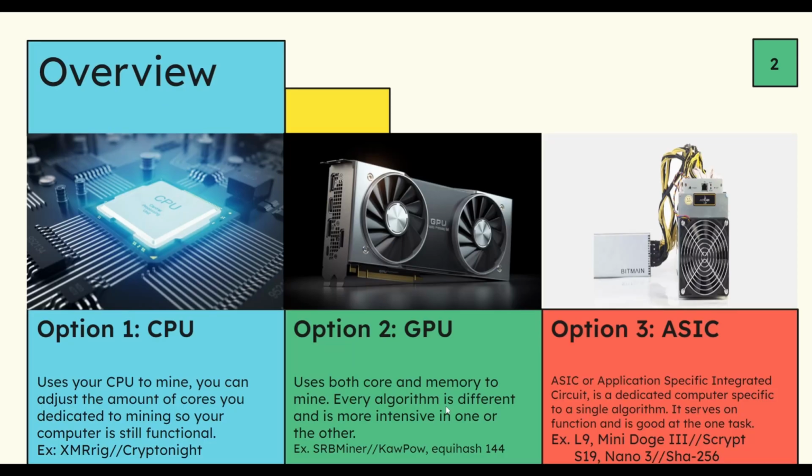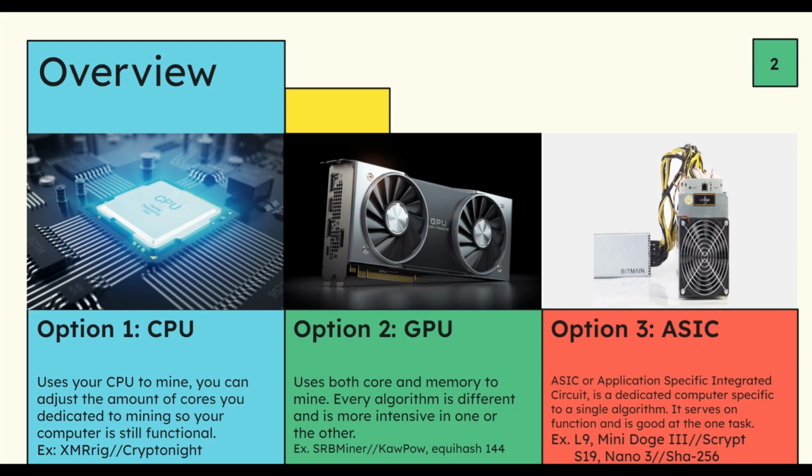So the three different types of mining are CPU, GPU, and ASIC mining. CPU mining works really well depending on the generation of CPU that you have. You can adjust the number of cores that you use, so you can still use your computer while it's mining in the background. The only thing this really affects is your hash rate, which then affects your profitability.